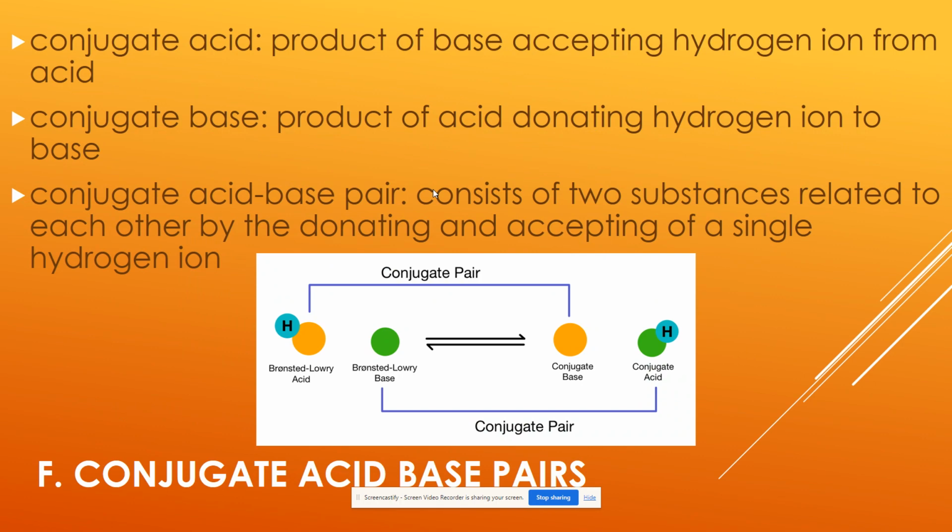That leads us to two other terms besides the Bronsted-Lowry acid and the Bronsted-Lowry base, and that is the conjugate acid and the conjugate base. A conjugate acid is the product of the base. So the base is what is going to form this conjugate acid, and it's formed because the base accepted hydrogen. The conjugate base is the result, the product of the acid giving up the hydrogen.